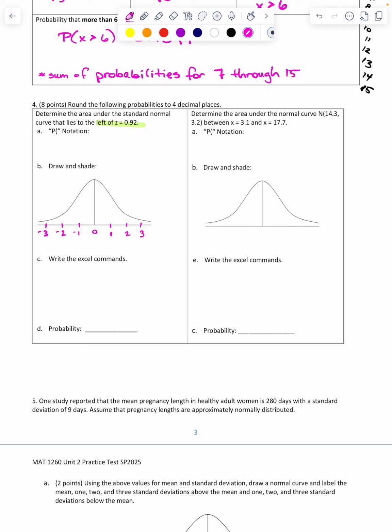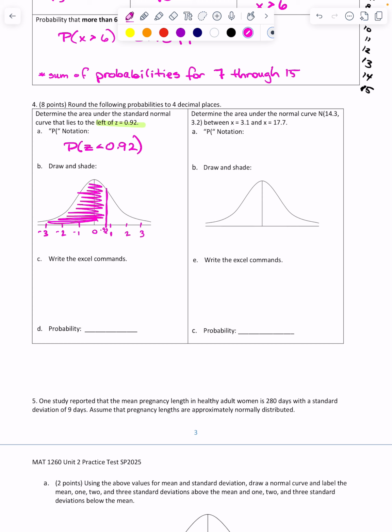And since we talked about z to the left is less than, z less than 0.92. So my 0.92 is roughly going to be right here. 0.92, I can label it. I want to the left, so I'm looking for this part of the area under the curve. It is important to remember that Excel always accumulates from the left.